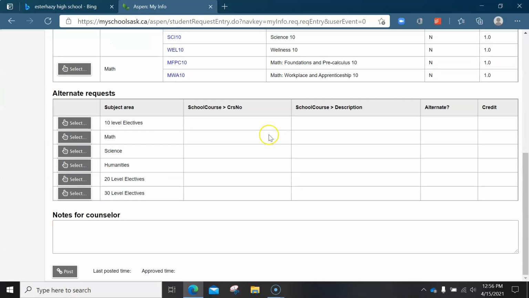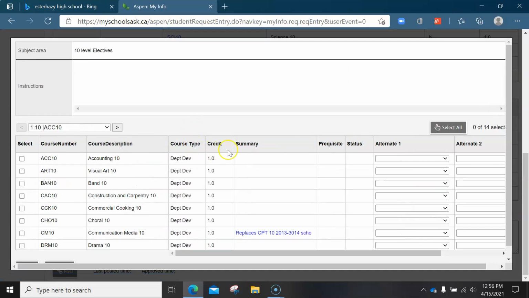Now, the first alternate requests are the grade 10 electives. So we're going to go into that first. And these are grade 10 classes that we offer at Esterhazy High School. Now, something of note here is that you want to pick about 3 to 4 additional elective choices.